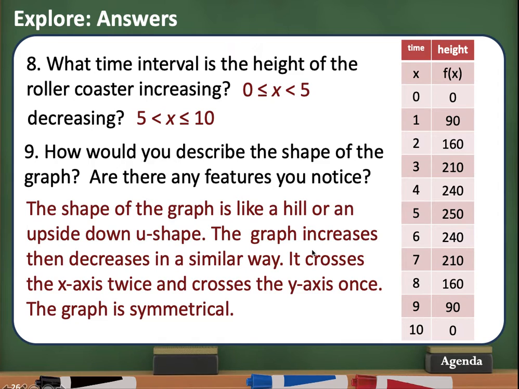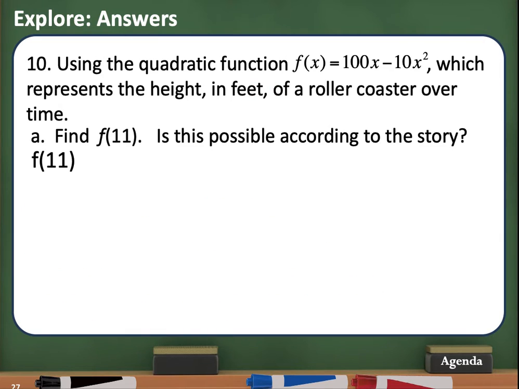Something you may not have noticed or said is that it crosses the x-axis twice, right? It touches at 0 and 10. But it only crossed the y-axis once. And then there's that idea that I wrote down before, that the graph is symmetrical, right? That it has symmetry. You can split it in half, and it matches up. Okay. This was a little bit extra usually, but it's a good thinking one.